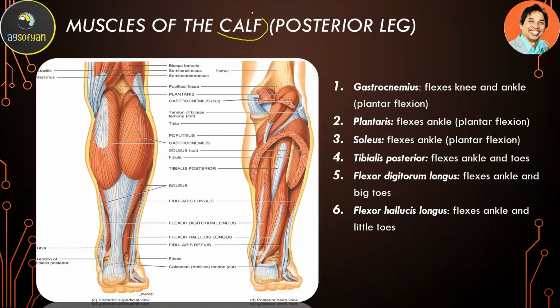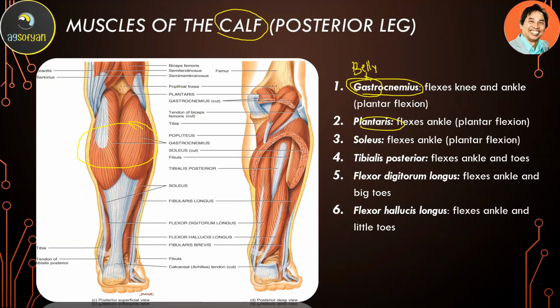Muscles of the calf, on the back of our legs. The biggest one is the gastrocnemius. Gastro means belly. If you see the muscle, it just looks like a belly. Sometimes some people have very big muscles here. It's just like a big stomach, a big belly. So that's the gastrocnemius.